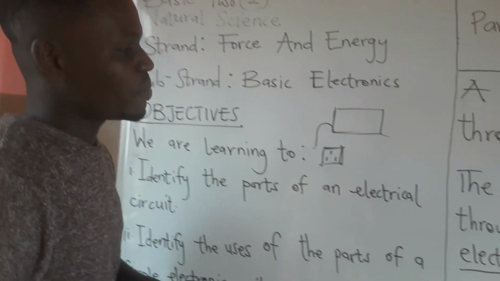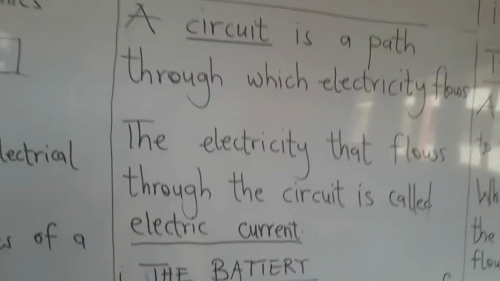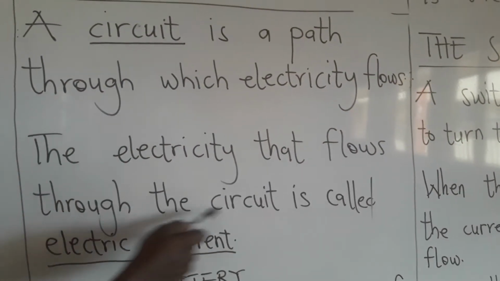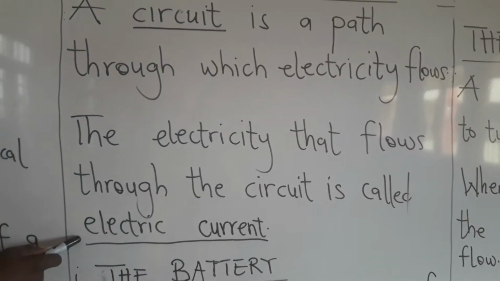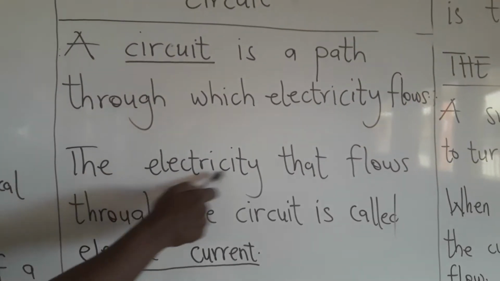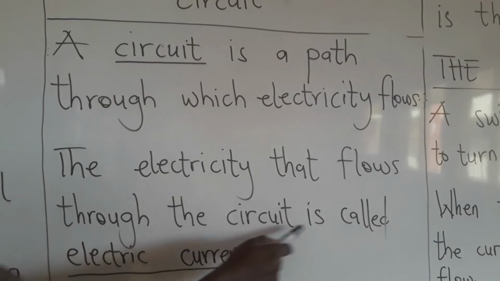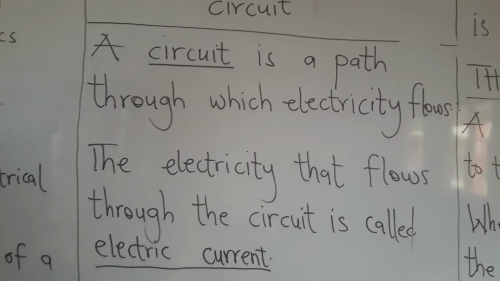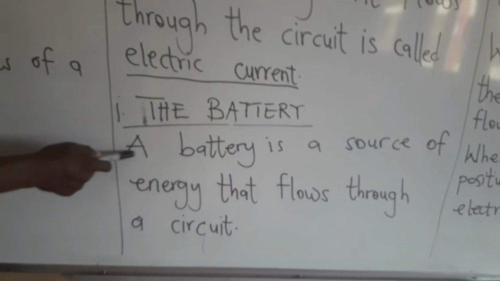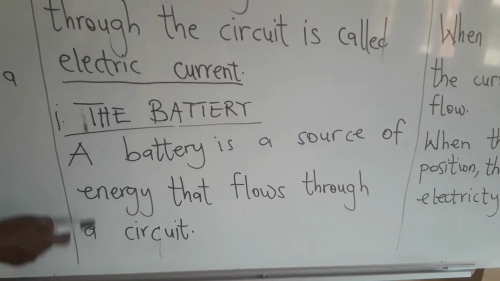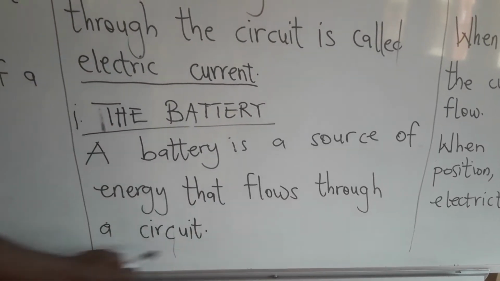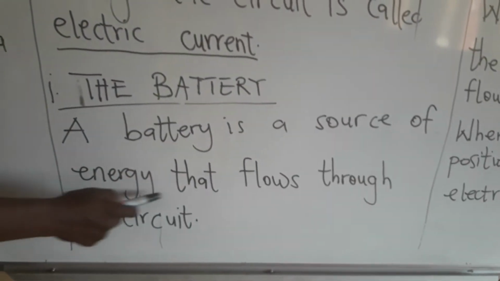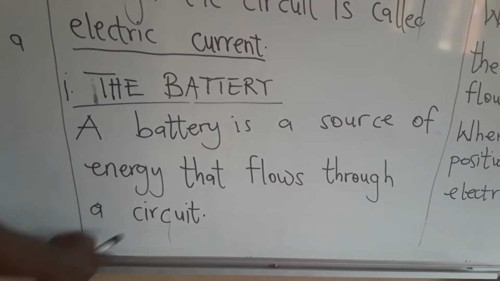Let's look at some of the parts of the circuit. The electricity that flows through the circuit is called electric current. Now we have the battery. A battery is a source of energy that flows through a circuit.